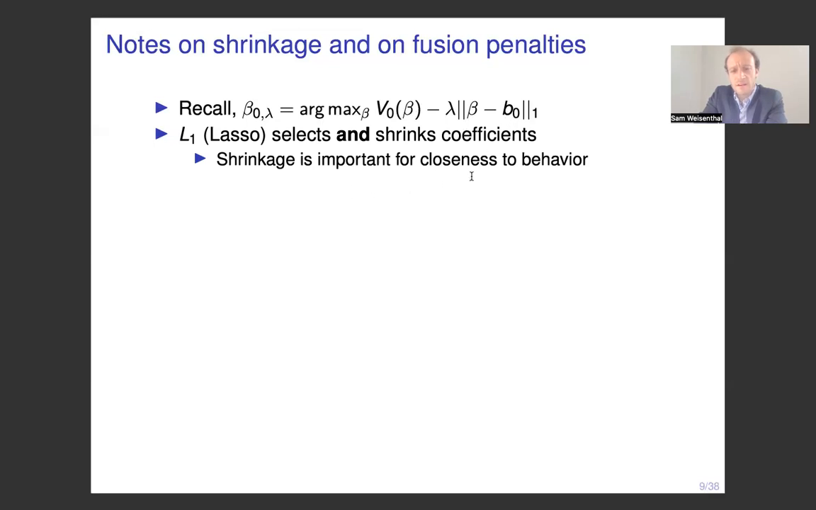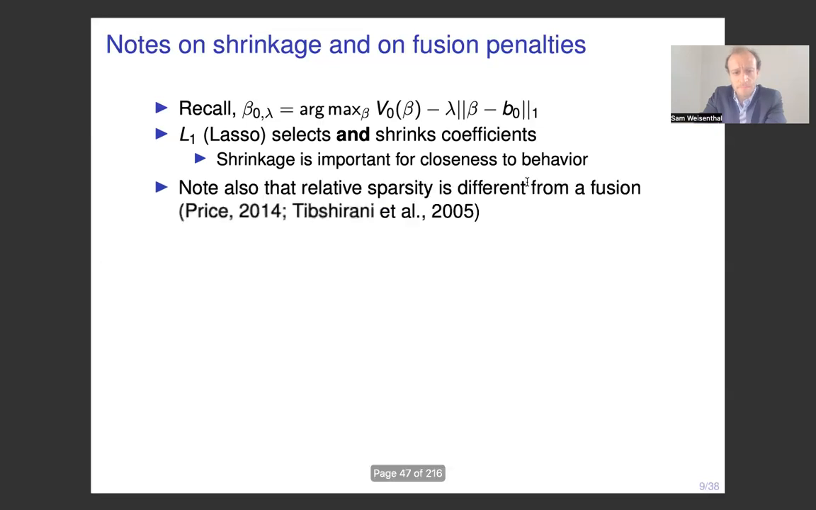So the shrinkage in our case of beta to B naught is important to give us closeness to behavior, which is something that we want to keep, that was in trust region policy optimization, and is important for facilitating adoption of a new policy. Note also that relative sparsity is different from a fusion. In a sense, it's simpler than a fusion. It's kind of a recentering of a lasso.